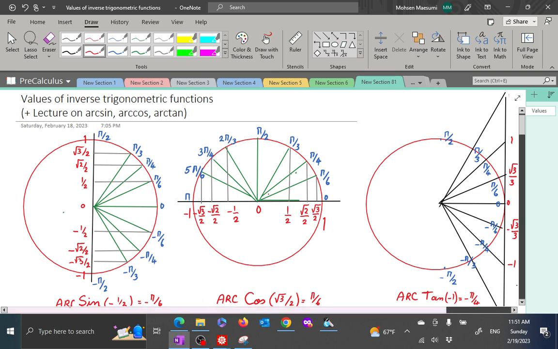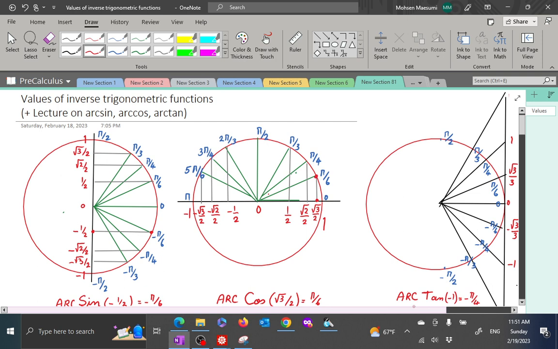For example, if you want to find arcsine of minus a half, here is minus a half. Arcsine means what angle is it whose sine is going to be minus 1/2 with certain restriction. And the answer is minus pi over 6. How about arccosine of radical 3 over 2? What angle is responsible for it? Well, it's pi over 6, and the answer is pi over 6.